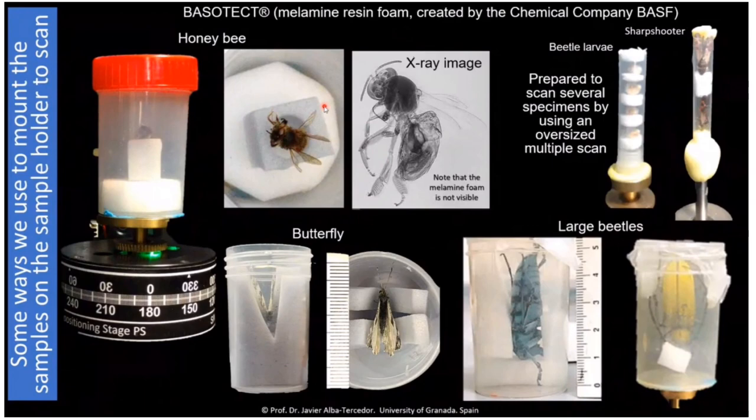Not many years ago, we discovered that Basotect is a melamine resin foam created by the company BASF. It's very transparent to X-ray. So it's quite easy to mount insects in many different positions. And look at this bee, the honeybee. The melamine foam is not visible. Note that if you are going to a very small pixel size, like 1, 2, 3 microns, you will see the melamine foam, but not with a larger pixel size.